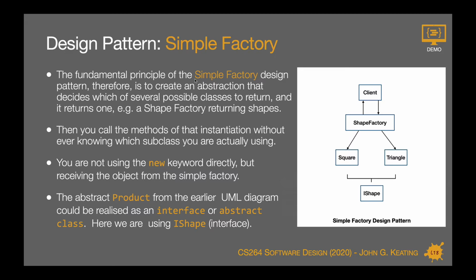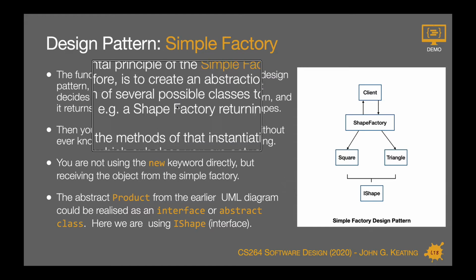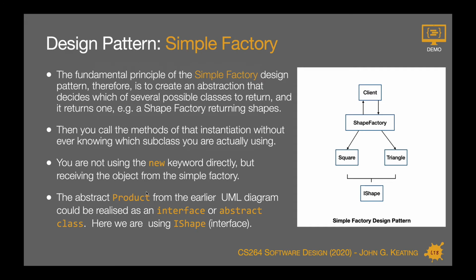So the fundamental principle of the simple factory design pattern is to create an abstraction that decides which of the several classes to return, and then it returns one of those. For example, we could have a shape factory that returns shapes. Then you call the methods of that instantiation without ever knowing which subclass you're actually using. Well, you probably have some idea, of course, because you built it. But the client that uses the factory doesn't really know which one has been called.